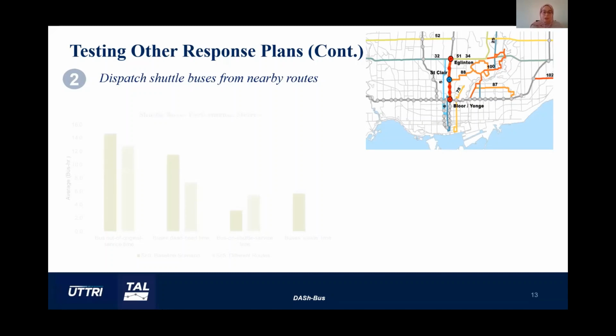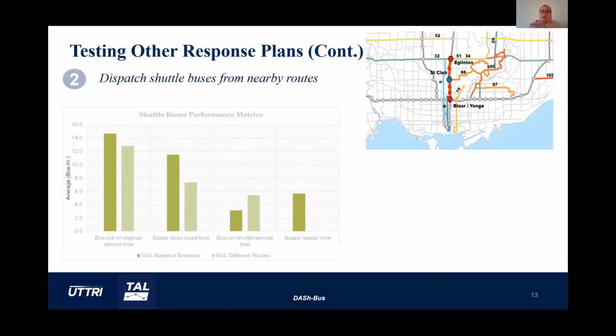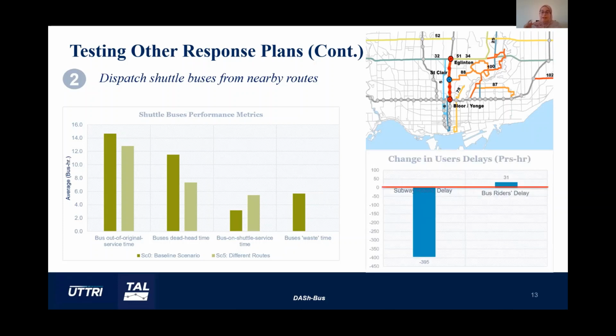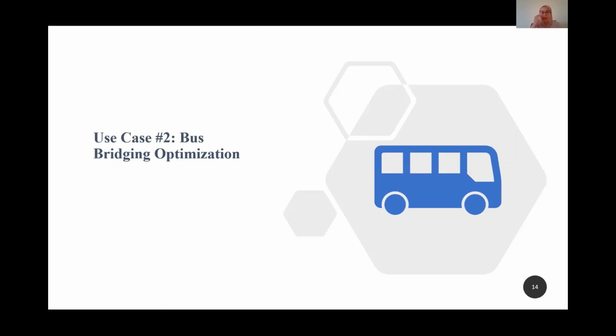And we actually saw a major change in the shuttle bus performance metrics, where the deadhead time, which is the time spent just going from their service to the disrupted station, decreased significantly, and this increased the on-shuttle service time. This was reflected by a major reduction in subway riders' delay and a very slight increase in bus riders' delay. This could be attributed to maybe higher ridership for these routes and other factors. And here comes the need for some sort of optimization to know what's the best plan.